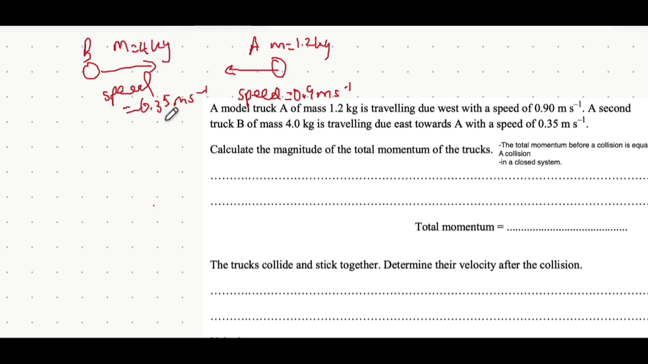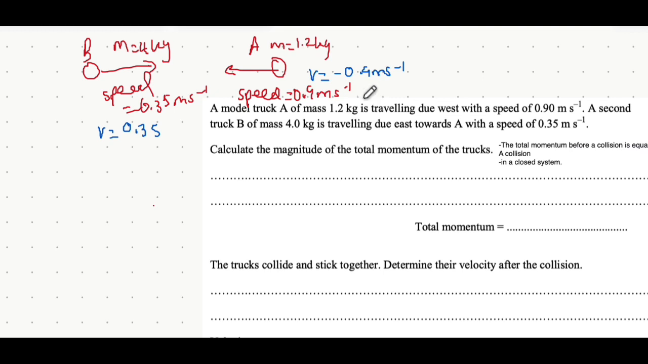Although the speed is 0.35 here and 0.9 here, are those the velocities? No, they're not actually, because velocity is dependent on direction. So if velocity is positive in one direction, for example, if we take 0.35 to be positive to the right, then to the left, the velocity would be negative. So it'd be minus the magnitude of the velocity, which is the speed, 0.9 meters per second.